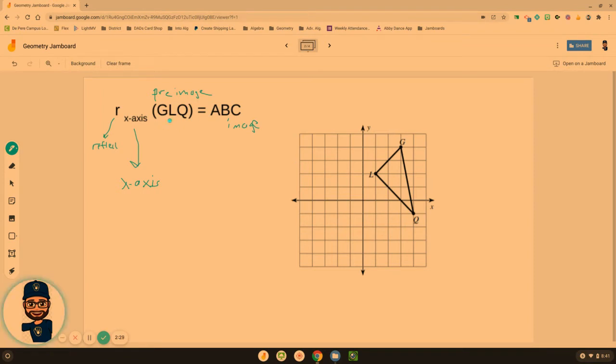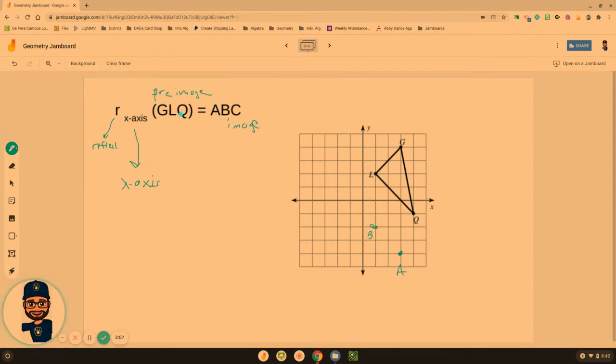Let's start with G. If here's G, and I've got to go over the x-axis, here's the x. This G has to come to the opposite side of the x. So I'm going to count how many units it is away. 1, 2, 3, 4. So I'm going to go 4 on the opposite side. 1, 2, 3, 4. There is my new point G, which they're telling me to label as A. Point A. Then I'm going to do L. L is 1, 2 away from the x-axis, so it's got to go 2 to the other side. This one should be B.